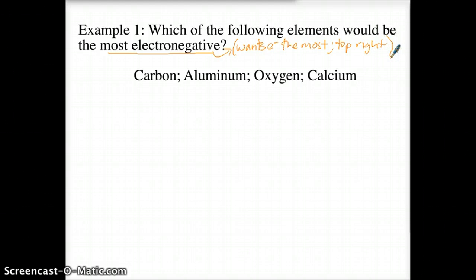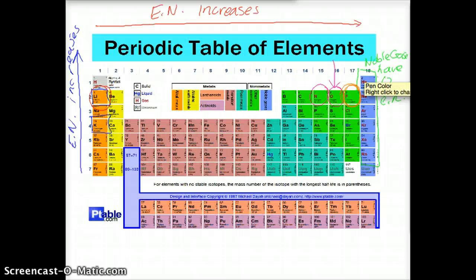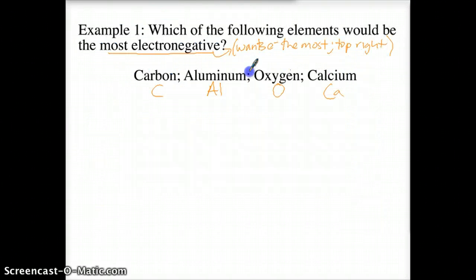So what we have to do is find these four elements on the periodic table: carbon, aluminum, oxygen, and calcium. Once we find those, you can check on your periodic table. Okay. Here's carbon, here's aluminum, here's oxygen, and here's calcium. The one that's the furthest to the top right is oxygen. So out of these four elements, oxygen is the most electronegative.